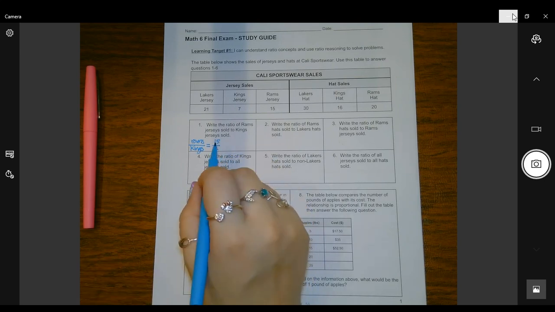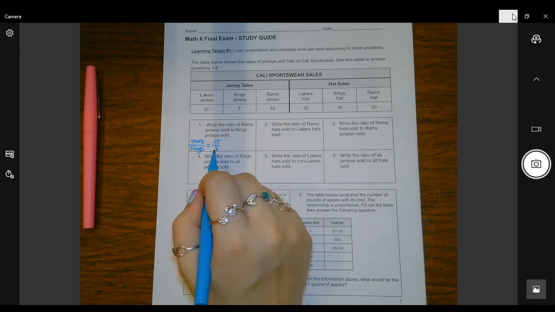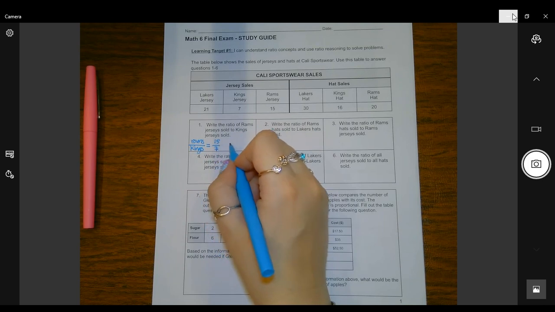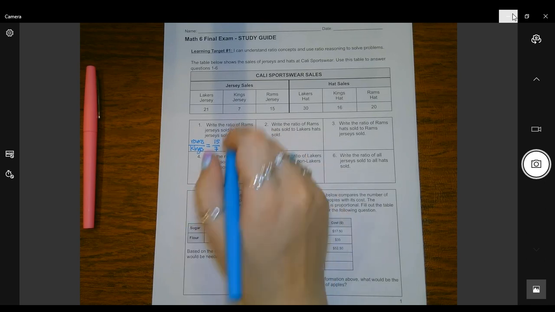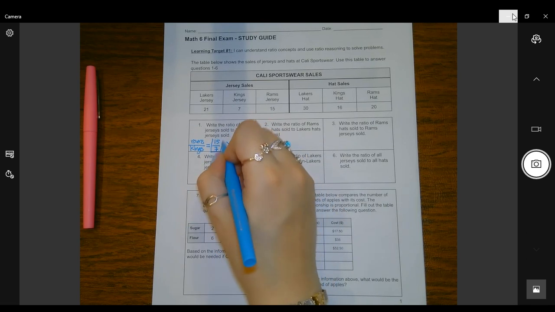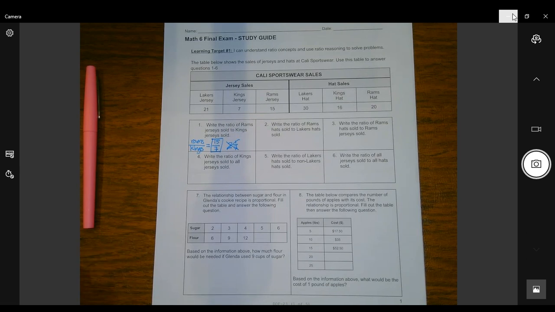Now, technically, I know that this is an improper fraction, so you're going to be tempted to change it to a mixed number, but then it actually wouldn't be a ratio because you always want it something to something. And if it's a mixed number, like let's say 7 goes into 15 twice, and then you have 1/7 left over, how do you exactly explain how many Rams jerseys it is to Kings jerseys? Like that doesn't really make sense, right? So don't change them to mixed numbers. Keep them as improper fractions. And there you go. That's all there is to it. Okay, you go ahead and try the rest and then unpause the video and see how you did.